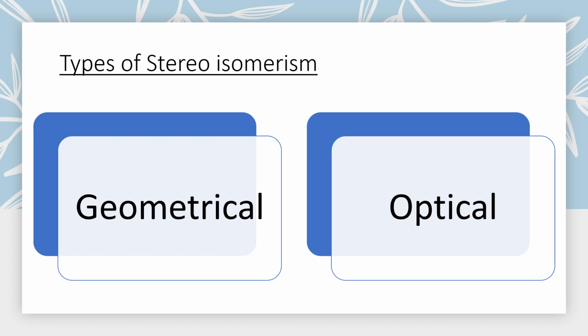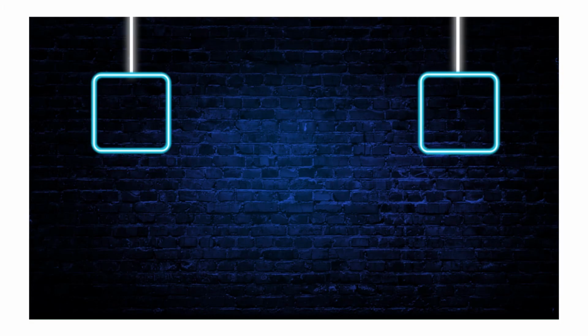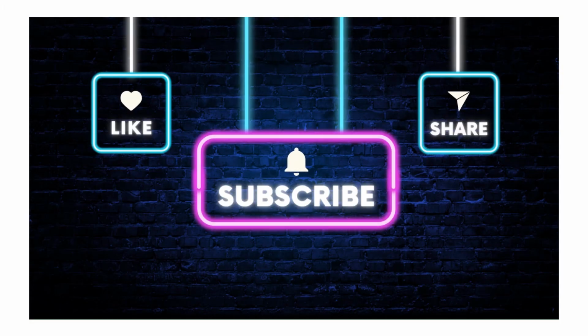And when it comes to optical isomers, they have the opposite effect on the plane polarized light, and they are non-superimposable mirror images of each other. So they do not possess the plane of symmetry basically. That is it for this discussion.